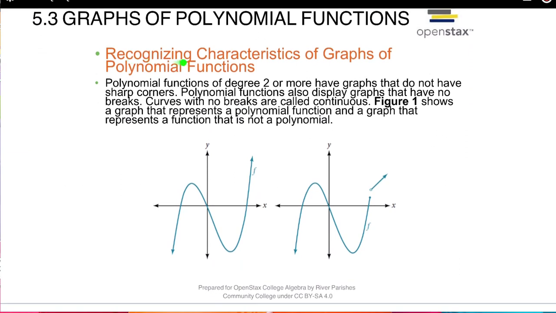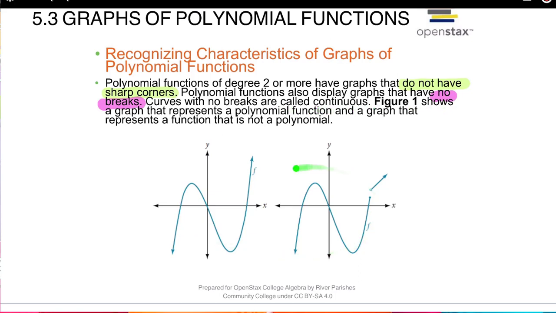So we want to talk about recognizing characteristics of graphs of polynomial functions. Polynomial functions of degree 2 or more have graphs that do not have sharp corners. So that's important. Polynomial functions do not have sharp corners. Polynomial functions also display graphs that have no breaks. So that's another important feature that we need to remember. No breaks. Curves with no breaks are called continuous.